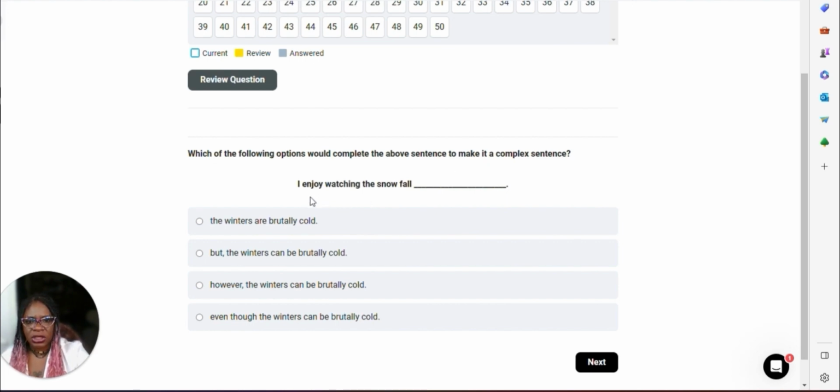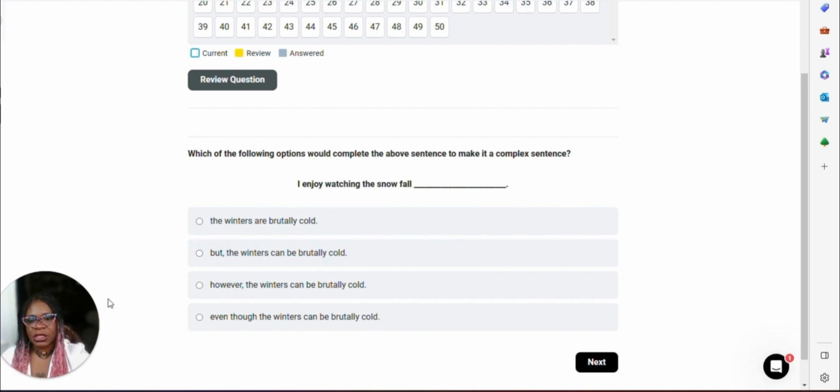Next question. Which of the following options would complete the above sentence to make it a complex sentence? I enjoy watching the snow fall, blank. Is it the winters are brutally cold, but the winters can be brutally cold? Is it however, the winters can be brutally cold? Or is it even though the winters can be brutally cold? So which makes this a complex sentence?